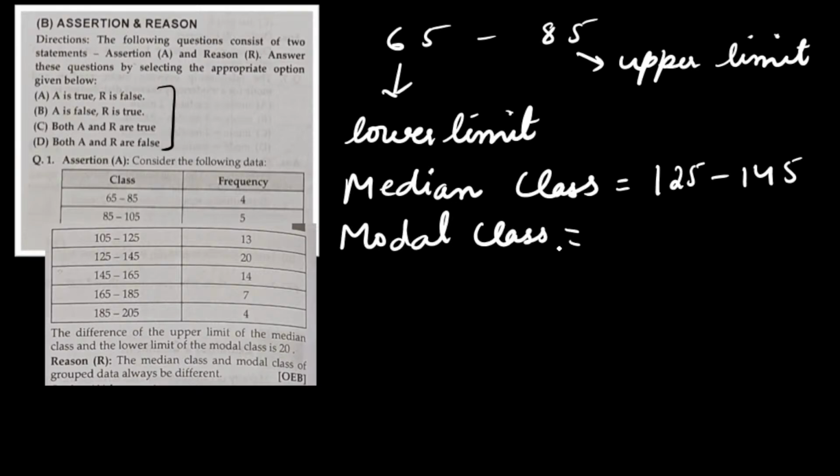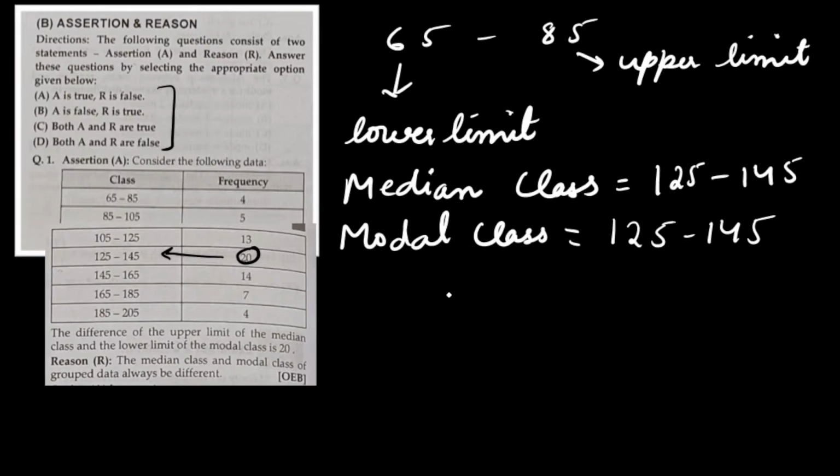For finding modal class, I told you a very easy way. You just have to say highest frequency. So which one is the highest frequency here? In the frequency table, cumulative frequency we don't need. We just need frequency. So the highest frequency is 20. That means in front of 20, whichever class is there, that is the modal class. So modal class is also 125 to 145.